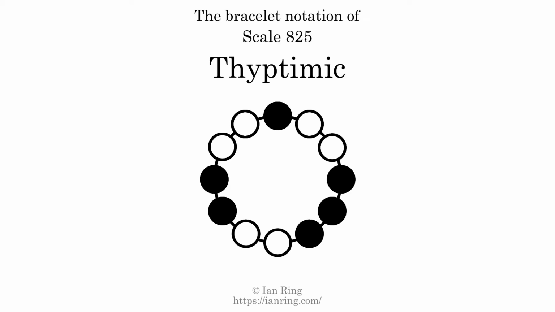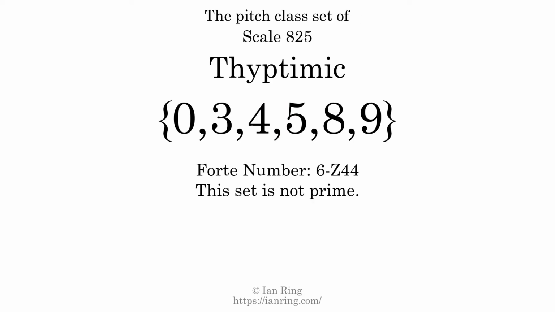This is a bracelet notation diagram of scale 825. The shaded circles represent tones that appear in the scale, and they are read clockwise, starting at the top. The pitch class set for this scale is 0, 3, 4, 5, 8, 9. The forte class is 6Z44. This set is not prime.